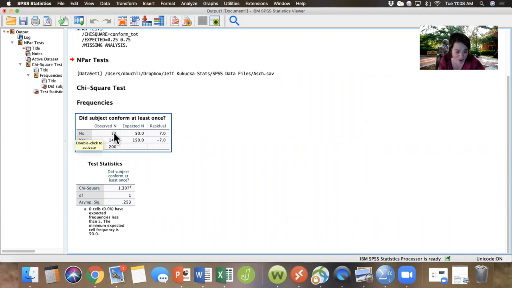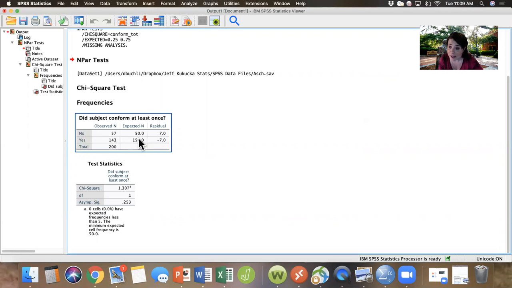So I have 57 participants in Dr. Mori's sample who did not conform, and I have 143 of Dr. Mori's participants that did conform. Those are my observed values. So that's the data that Dr. Mori collected, and I can compare that to what I expect.